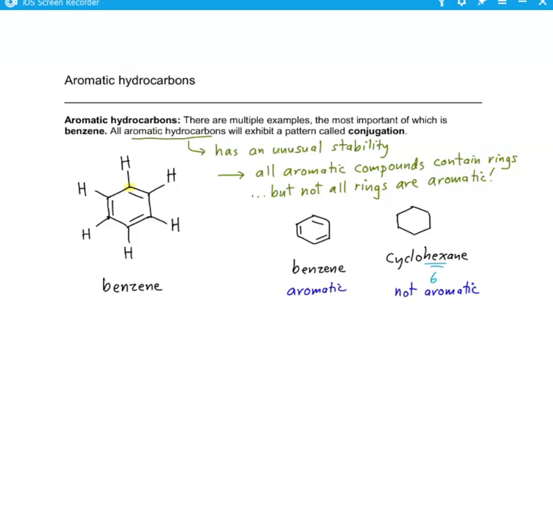Now there's a whole bunch of others. And so what you're looking for is any molecule that contains the benzene piece as part of its structure. Let me give you a pair of examples of this. So here's benzene with a methyl group attached. This is called toluene. Toluene contains a benzene ring, and so it's aromatic.